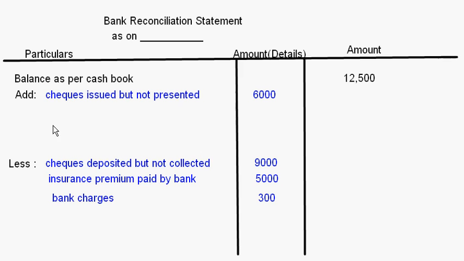So decreased cash book balance means it has to be added, right? So here I write directly deposited into bank. The amount is 8,000 rupees. So that will come here in the add. Now you see this.